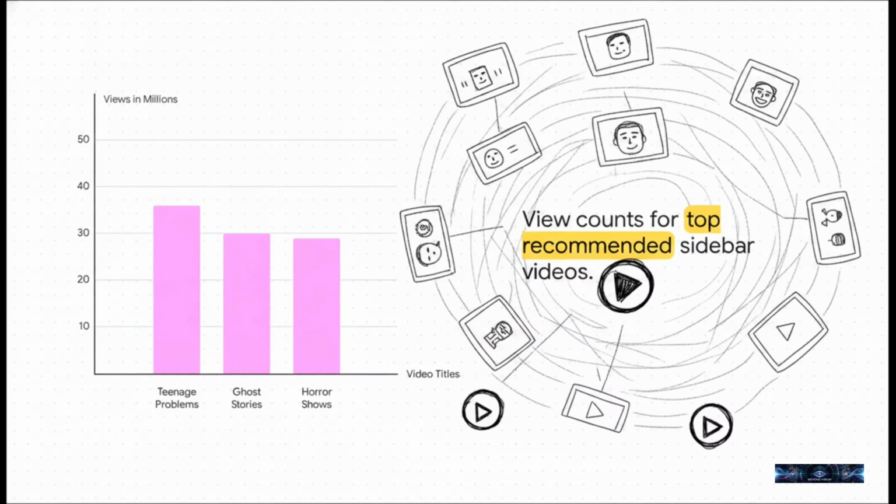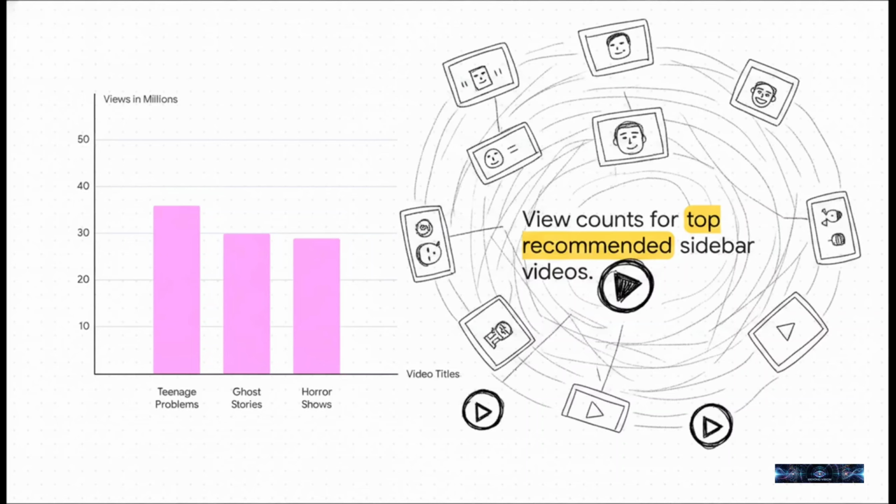We are looking at jaw-dropping numbers popping up in the recommended sidebar. You've got a video titled Teenage Problems in Indian Parents sitting at 36 million views. Indian Ghost Stories at 30 million views. Every Indian horror movie and shows at 29 million. And get this, these aren't even from Hardtoons.